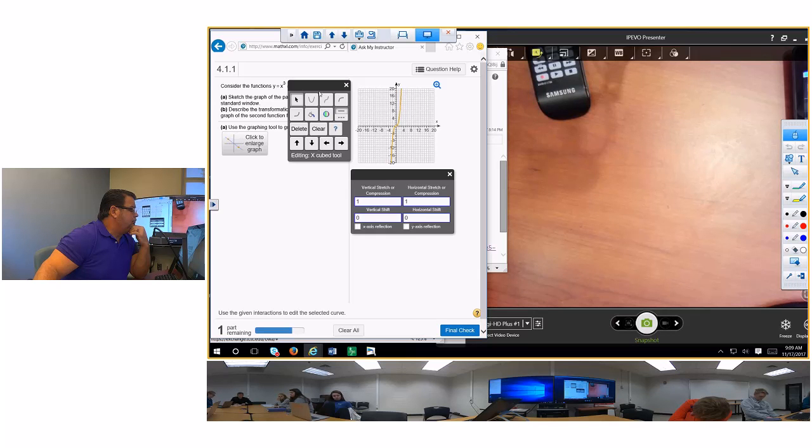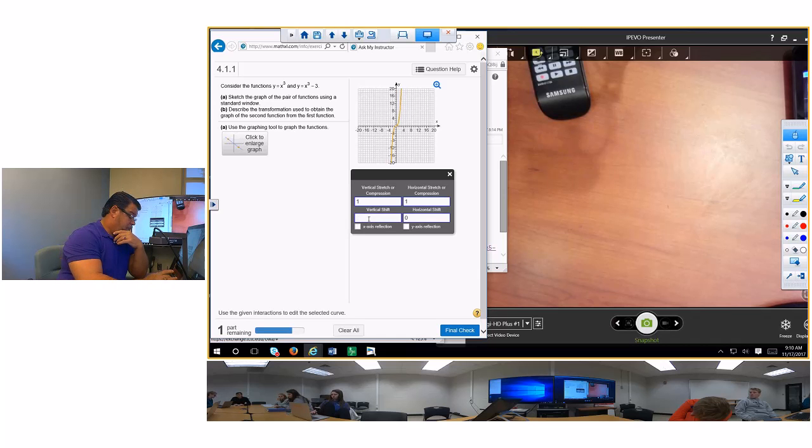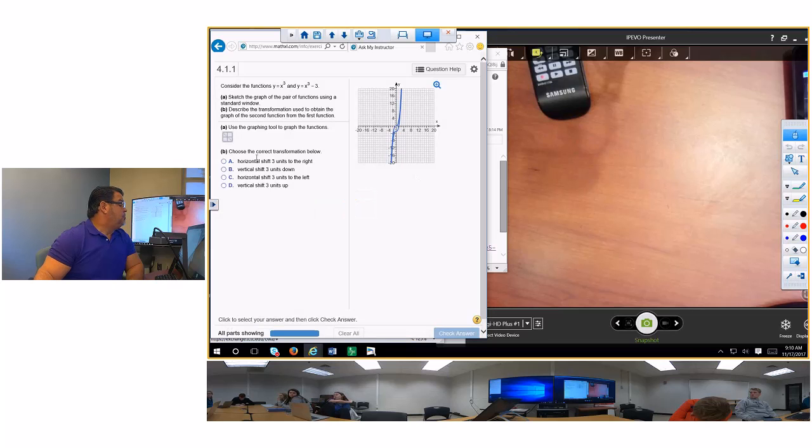But I guess they want you to draw the second one, which has a -3 vertical shift. So let's find the vertical shift. Vertical shift is -3. And hit enter. And that should be the answer. Yep. Choose the correct transformation below. Vertical shift 3 units down.